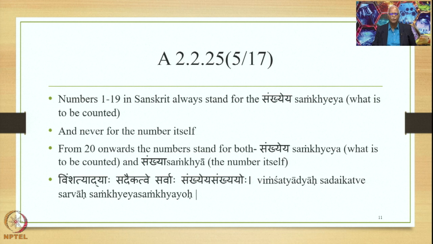A quick note on the number words in Sanskrit and when they denote sankhyaya, that is what is to be counted. So numbers 1 to 19 in Sanskrit always stand for the sankhyaya, namely what is to be counted, and never for the number itself. From 20 onwards, the numbers stand for both sankhyaya and what is to be counted, and also the sankhya, that is the number itself. So we have a famous statement, vimshatyadya sadaikatve sarva sankhyaya sankhyayoho. Vimshatyadyaha sankhyaha sarvaha sankhyaya sankhyayoho. And they are always also in singular number.